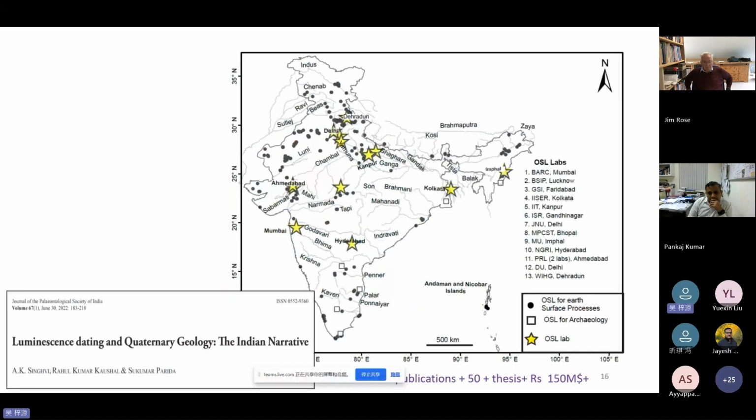In the Indian context, we have about 13 labs, and we have been able to map the Indian surface reasonably well. Of course, there's no end to the work, but the first-order story of the Indian surface is now known. All the groups, about 13 now, have produced about 500 publications and 50 theses from India, and about $150 million has been spent on these labs. I have summarized this in an article which is here.